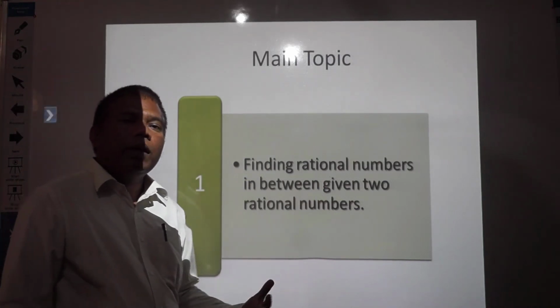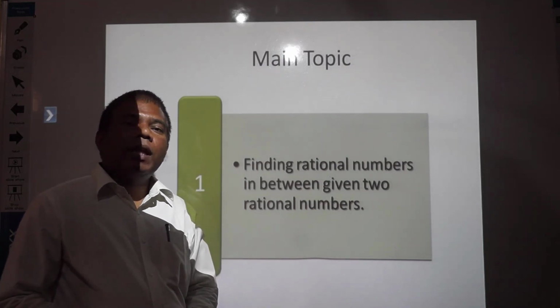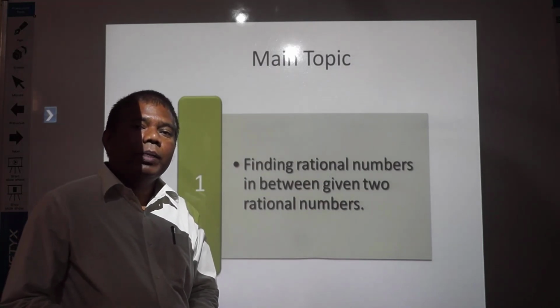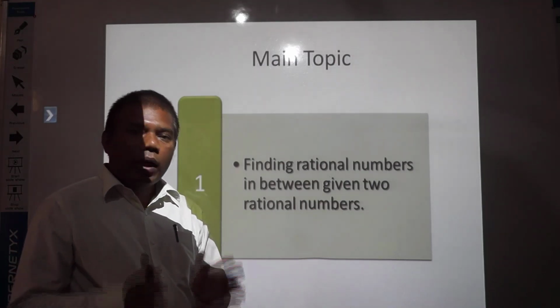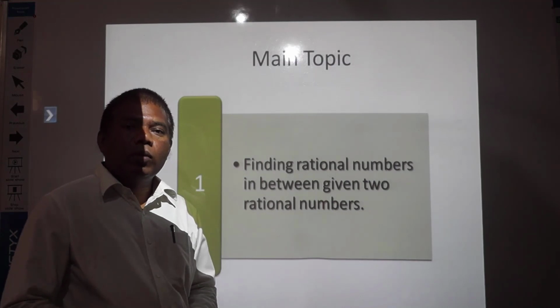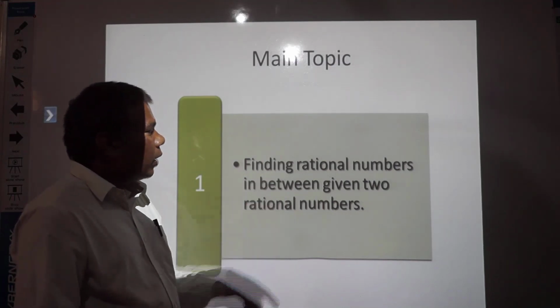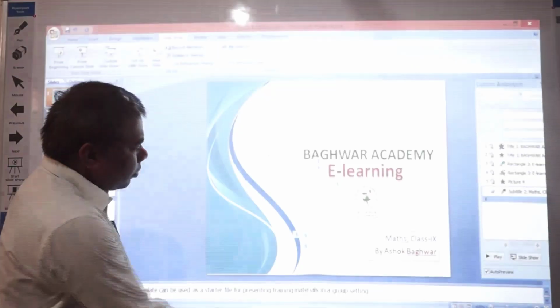So again I am telling you what a rational number is. A rational number is a number which can be represented in the form p by q, where p and q are integers and q must not be equal to 0. I already discussed this in the last video, and it is also in your book. You just go through it once, and then you will see what we are going to do. Okay, let's start.